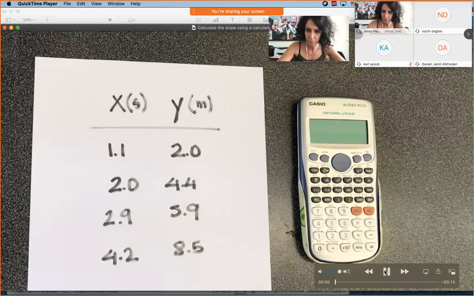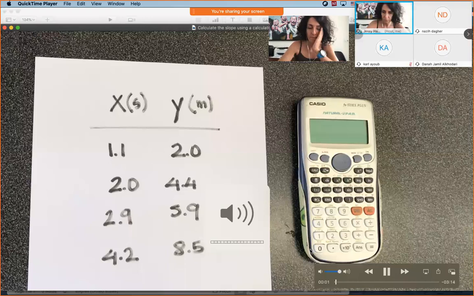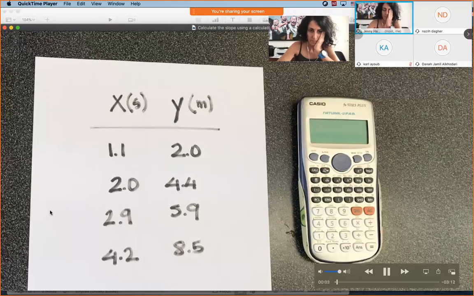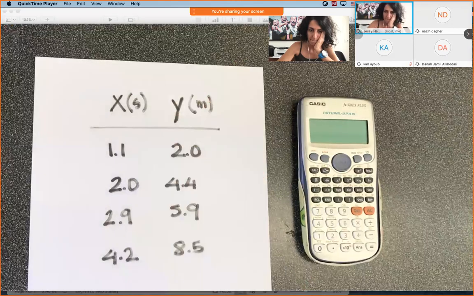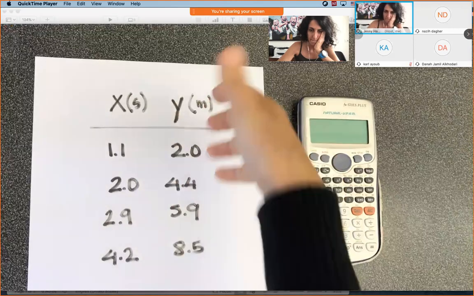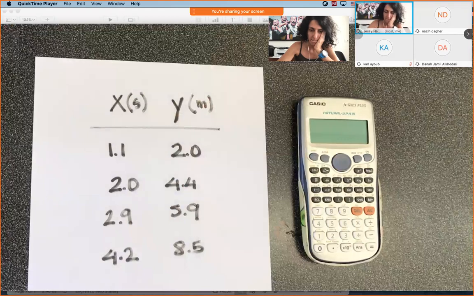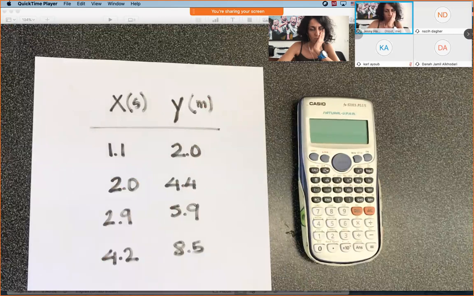Hello everyone, this is an example where you have the x values and the y values. The x is in seconds, so definitely it's a time. The y is in meters, so it looks like it's a certain distance. You have some measurements done, each with two significant figures, and you're supposed to plot y versus x as usual and then find the slope.